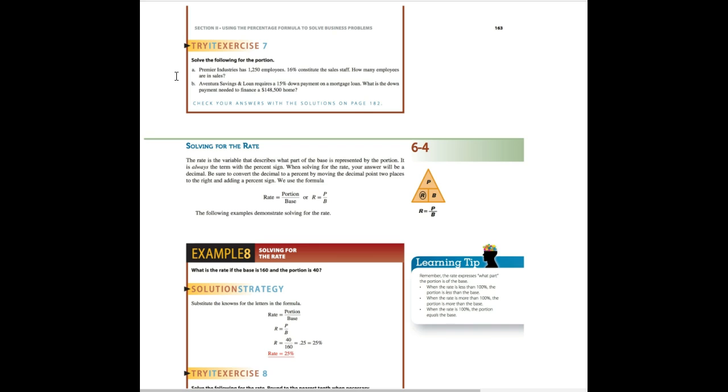We're going to go on to focusing on solving for the rate. So the rate, if we look at the magic triangle, is the portion divided by the base. The rate is the variable that describes part of the base. What part of the base is represented by the portion? Remember, the rate is a percentage. So our answer is going to be in a percentage.